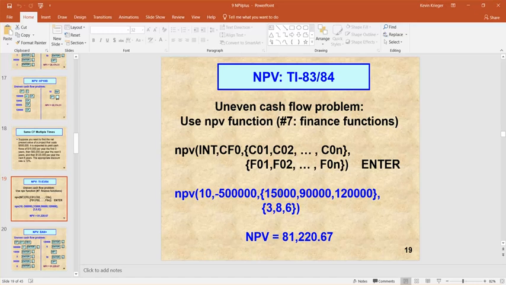Rather than typing all that out, when you have these repeating numbers, you can close your first set of braces, hit a comma, it's a necessary one, open a second set of braces, and have the numbers inside match up with the frequencies of the individual cash flows. So since 15,000 is the first cash flow and we want 3 of them, we type in a 3. Then 8 90,000s and 6 120,000s. After you're done with that, you're still going to just close your parentheses and hit enter.